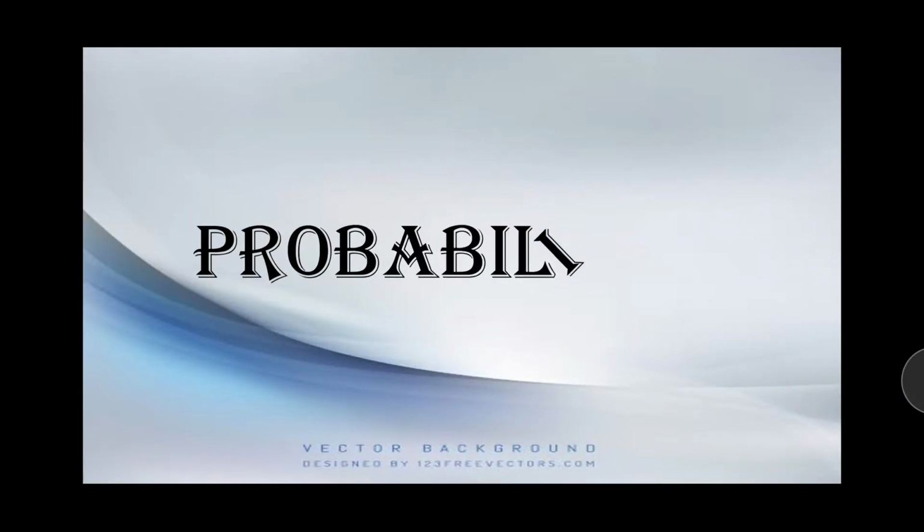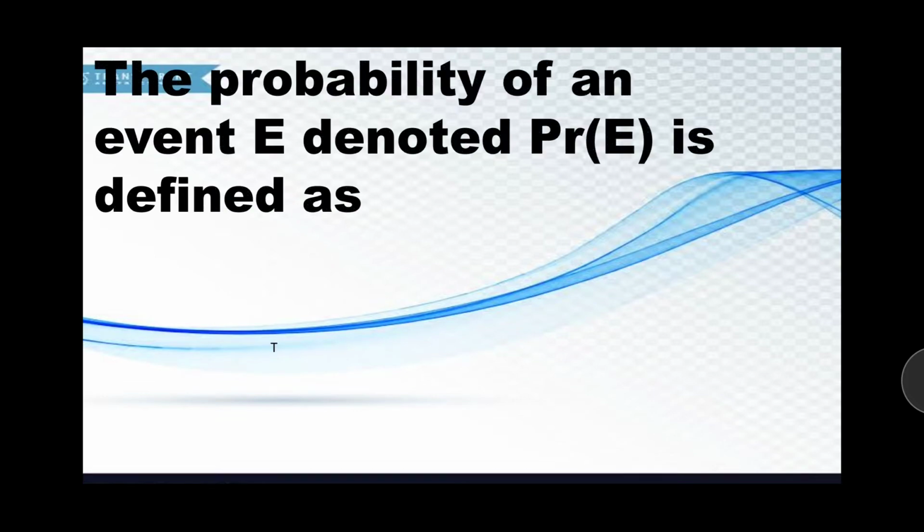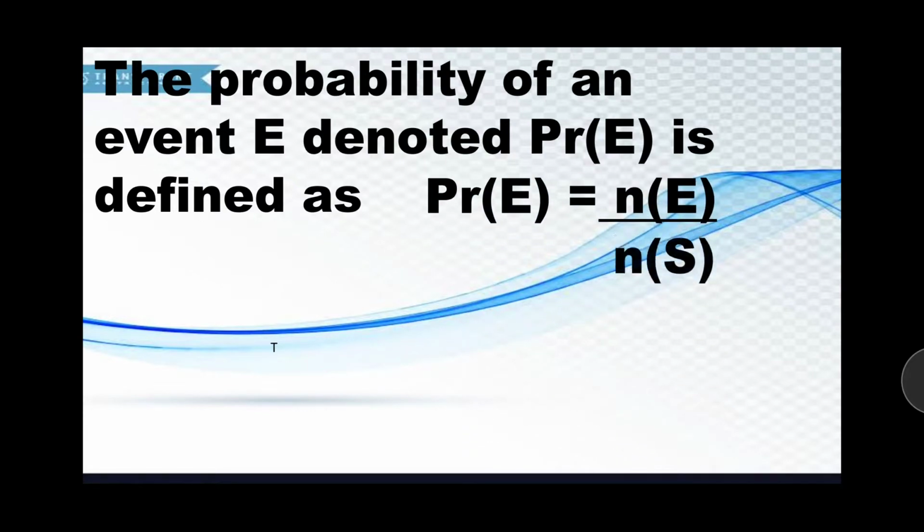Now today let's quickly look at what probability is. Probability is simply the likelihood or chance that an event will occur. That's what probability is. By definition, the formula for probability is what we have on the screen now.